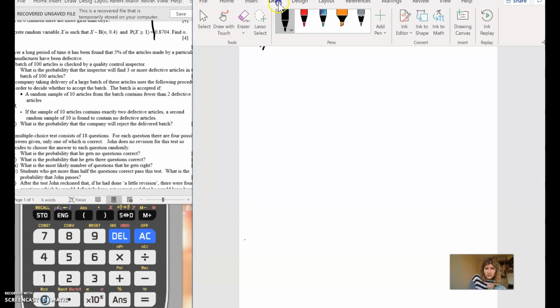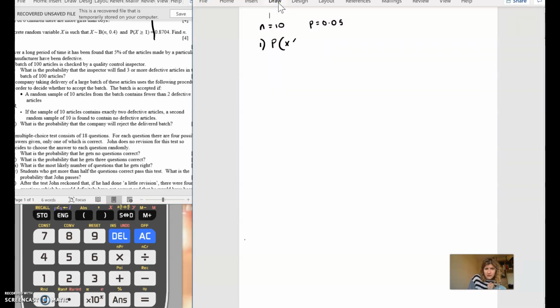So the first one is that you're looking at where there's less than 2, and then the second one is that you have found that there are exactly 2, but then you've taken a second sample of 10 and you found that there are none in that. Now it's a tricky one, because these are both the conditions under which you would accept the sample, not that you would reject it. So when you're looking at the probability the company is going to reject the delivered batch, you are going to have to convert some of these probabilities.